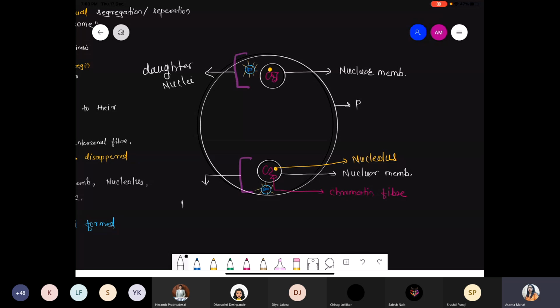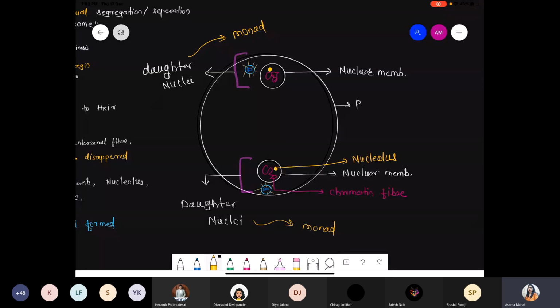Can you tell me which condition this daughter nucleus has during the telophase? Monad condition or dyad condition? Quickly tell me, during the telophase, which condition is present, monad or dyad? Monad? It's monad. Okay. So definitely this represents the monad condition, and this other daughter nucleus also represents the monad condition.